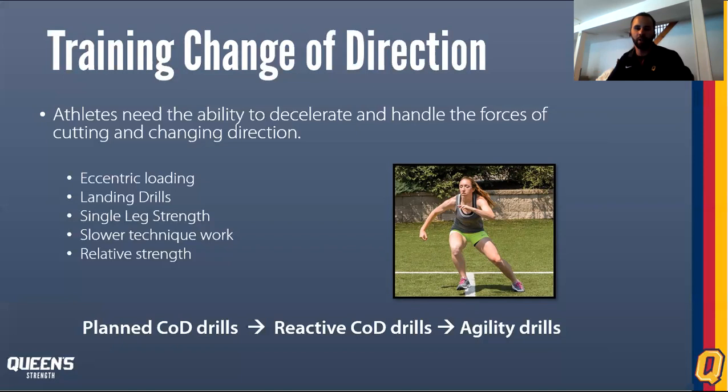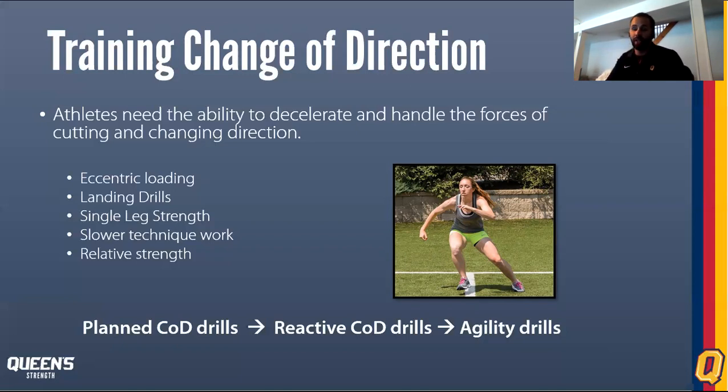Single leg strength is critically important. Very rarely do we decelerate on two legs. Even our volleyball players, when they come out of a spike jump or spike approach, are going to land on one leg most of the time. So they need to have that stability and that single leg strength to be able to absorb that force and then reproduce into any position they want to get into.